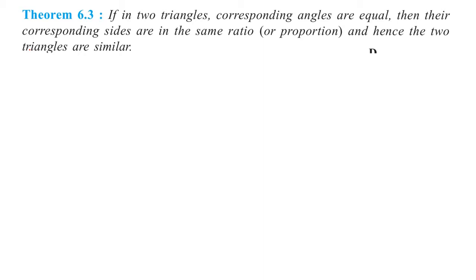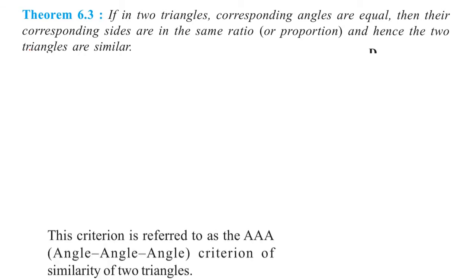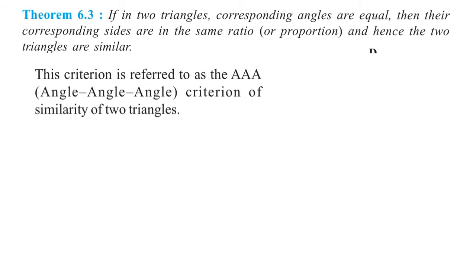If we know that the corresponding angles of the two triangles are the same, then we can conclude that the corresponding sides will be in proportion. So we have to know all the 3 angles to be equal. This criterion is referred to as AAA, the angle criterion of similarity of two triangles. So if all 3 corresponding angles are equal, then we can conclude that the triangles are similar.